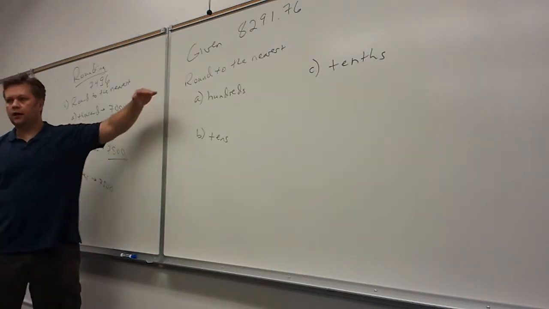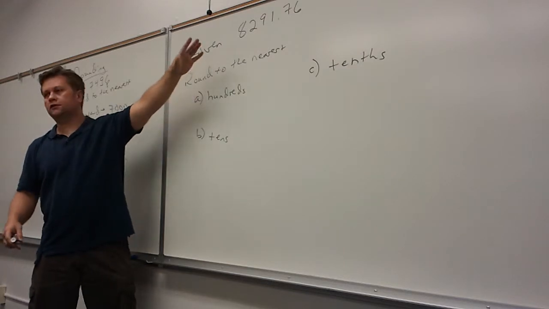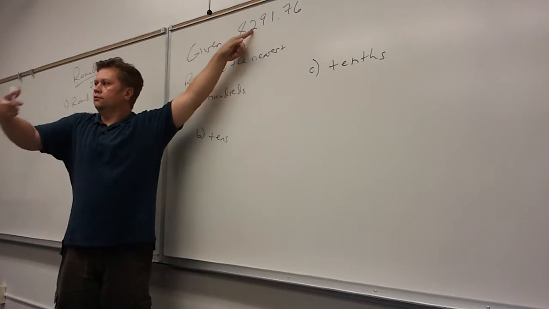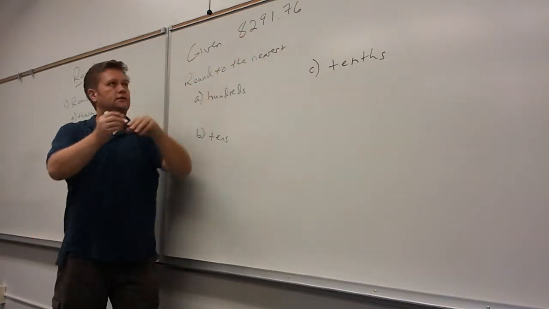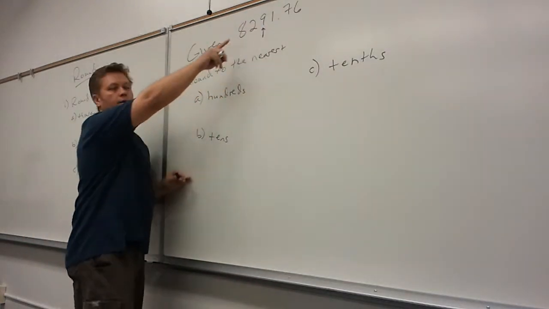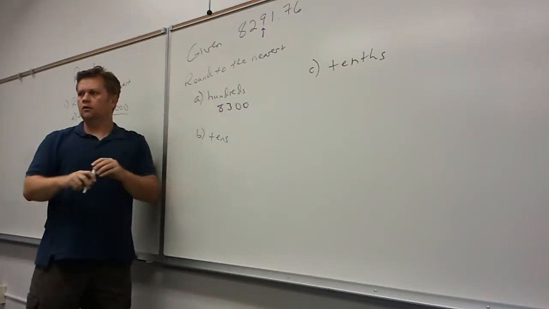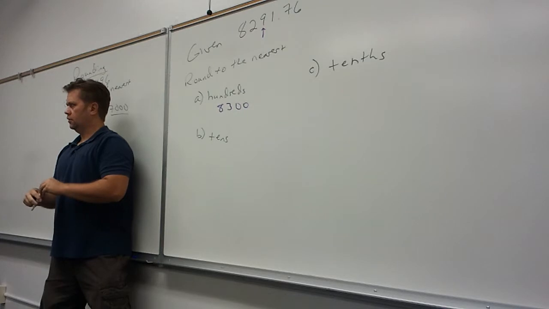All right, so what do we got here? What's in the hundreds place first off? 200. And it could either stay at 200 or go up to 300. And obviously, since the 9 is here, it's got to go up to 8,300. How we doing? Cool.